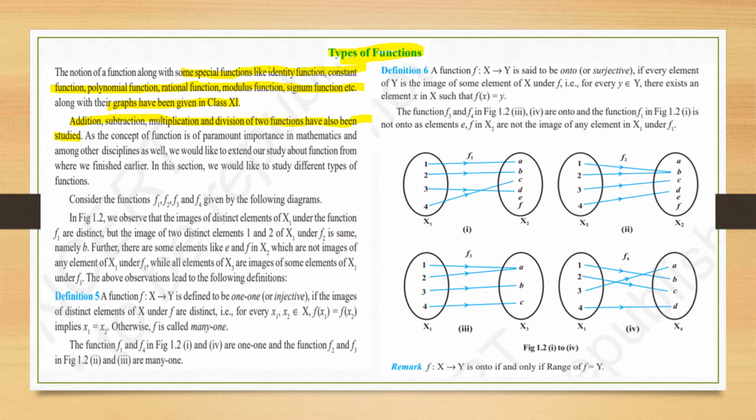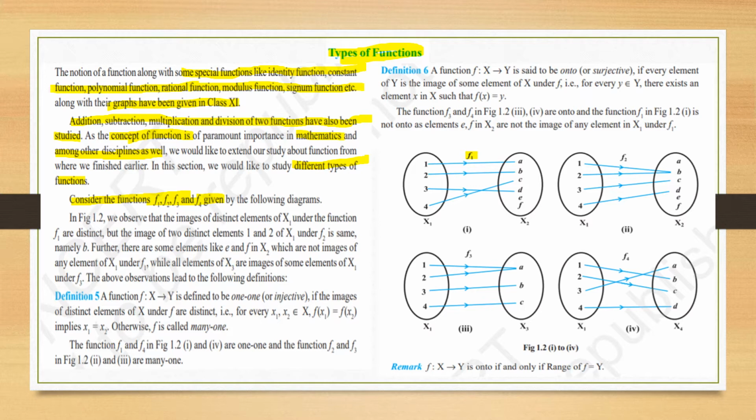Now the concept of function is very important not only in mathematics but in some other disciplines also, right? So let us start with studying different types of functions. Let us consider the functions f1, f2, f3 and f4, and they are depicted by these diagrams. So let us start with f1. Now we will have an observation. This is called an arrow diagram. So we will observe these functions f1, f2, f3, f4 one by one, right?